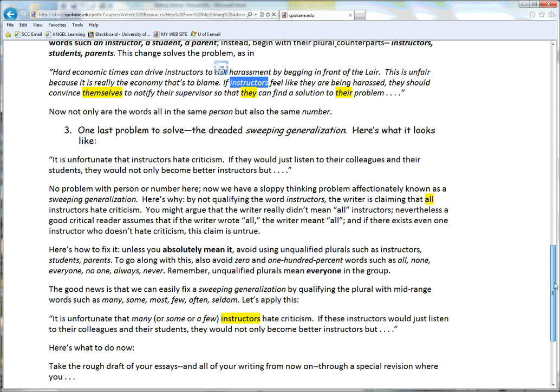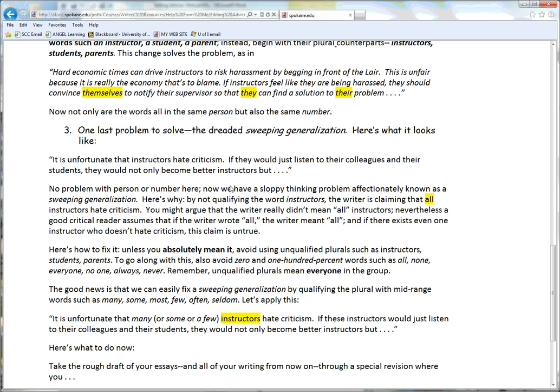Okay, last thing, when we talk about plural antecedents, or plural any words, we have to be careful about a thing called a sweeping generalization, which means that we inadvertently generalize to every member of a group rather than just many that perhaps we mean. If you take a look at this sentence, "It's unfortunate that instructors hate criticism." Now, it sounds okay, and it is okay, but not every instructor hates criticism. All we need to do is find one exception to all the instructors on earth, and this is an incorrect statement. And so you want to avoid this.